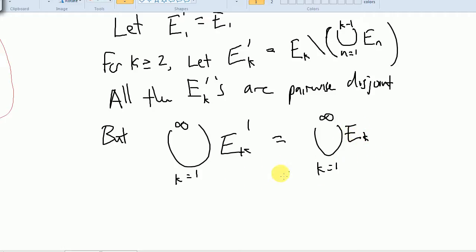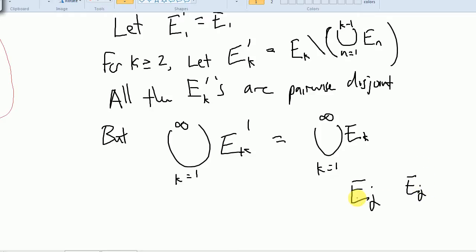The reason that's true is that one direction clearly holds: this is a subset of that, because if you're in E sub k prime, you're definitely in E sub k. But if you're in the union of the E sub k, then there's some first k such that you're in E sub k. You might be in lots of different E sub k, but there's definitely a first one, by the well-ordering property of the natural numbers. Take that first one. You're not in any of the ones before it, so if E sub j is that first one, then you're definitely in E sub j prime as well.